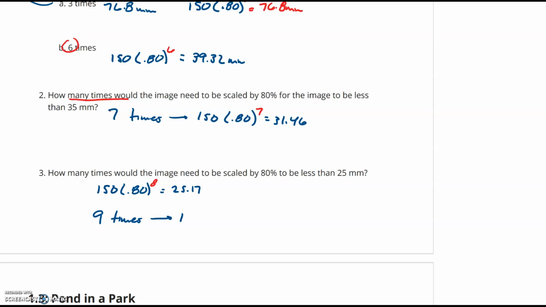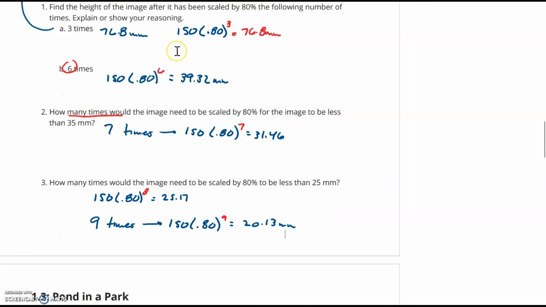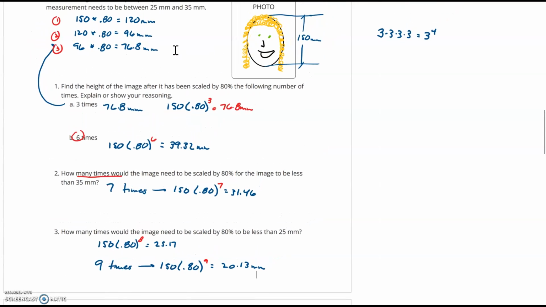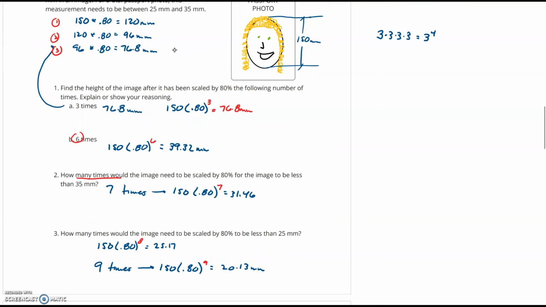And to show that, I could do the 150 times the 0.80 raised to the 9th power, because I'm multiplying it 9 times by that 0.80. And in the calculator, I would see that I would get 20.13 millimeters. So that's really all there is to this, is to recognize that up here, this repeated multiplication, repeatedly multiplying by 0.80 is the same as taking that 0.80 and raising it to the 3rd power.